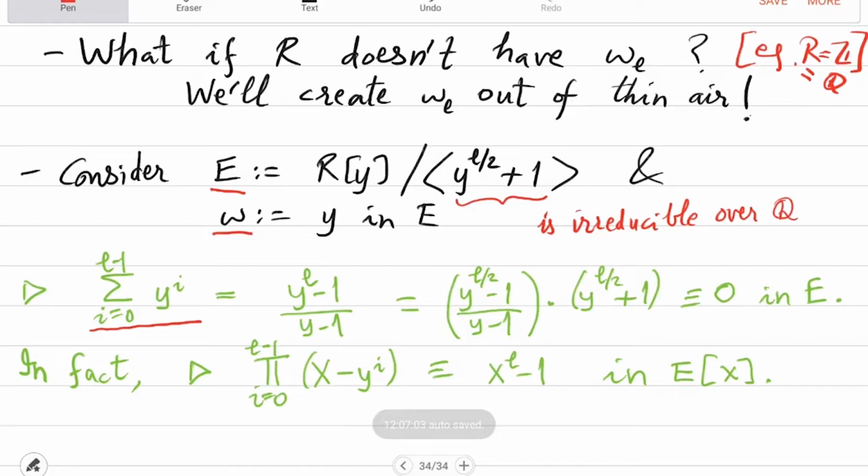So the first thing is fine. Then you can simplify it. So you can factorize y to the L minus 1 like this.